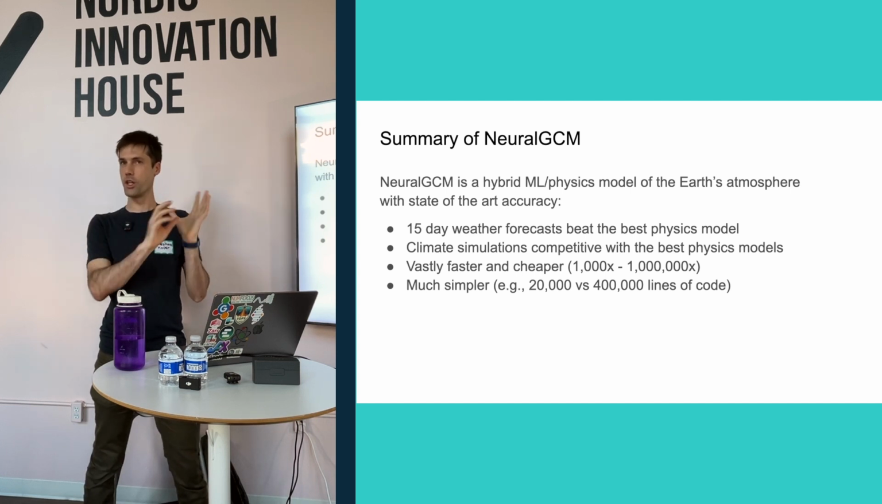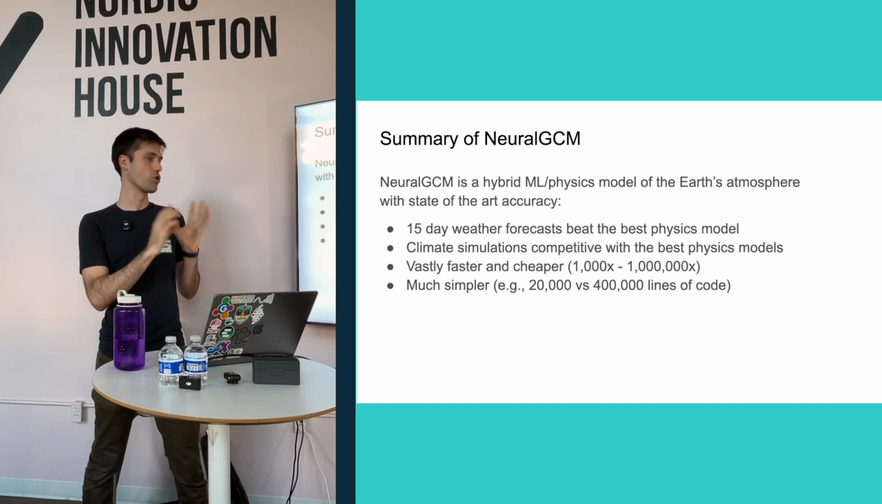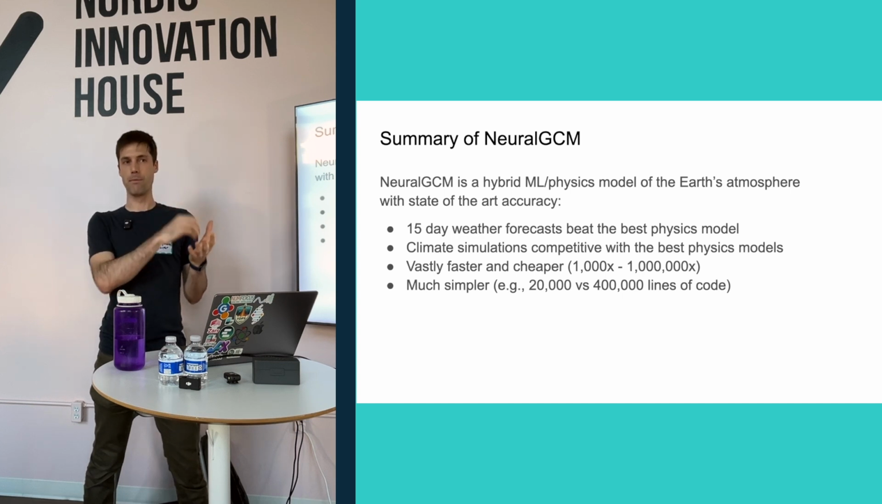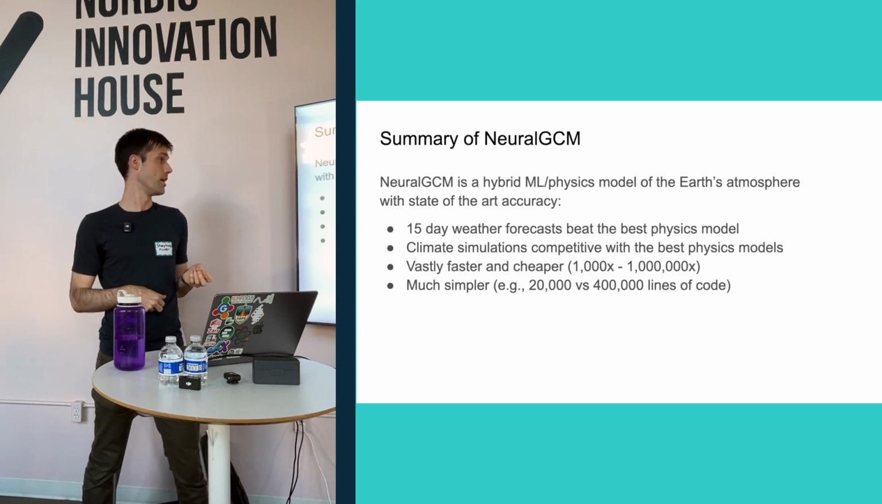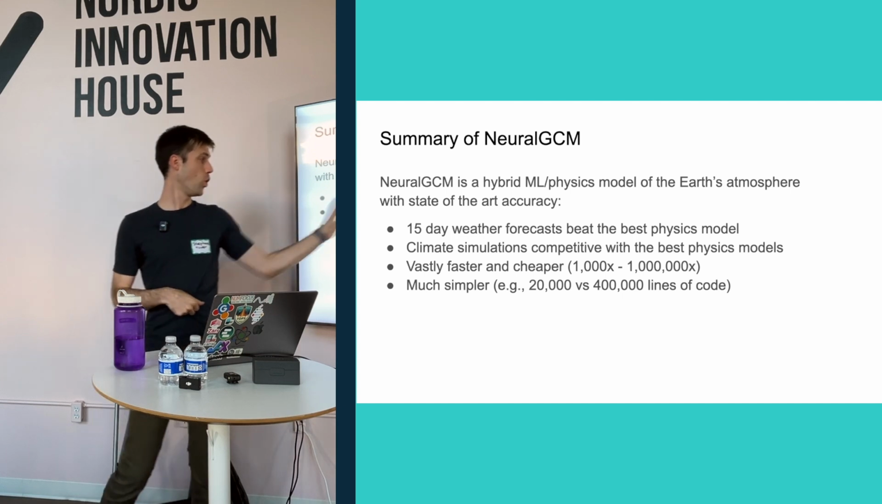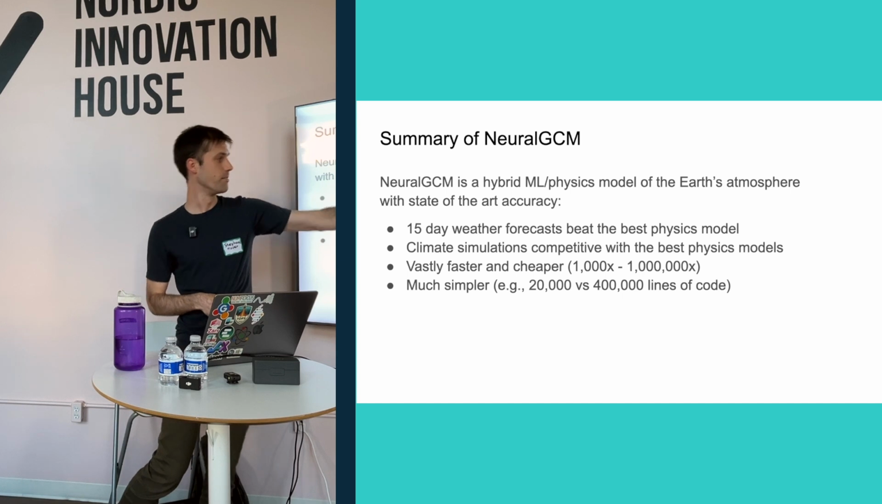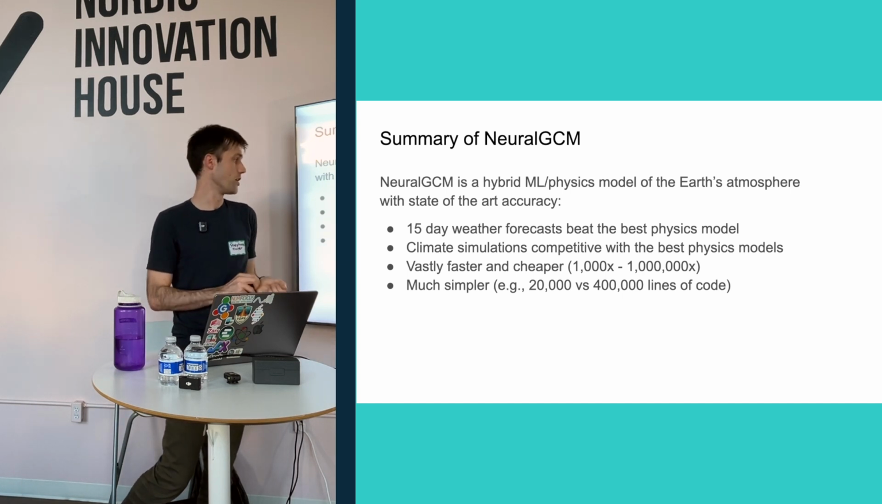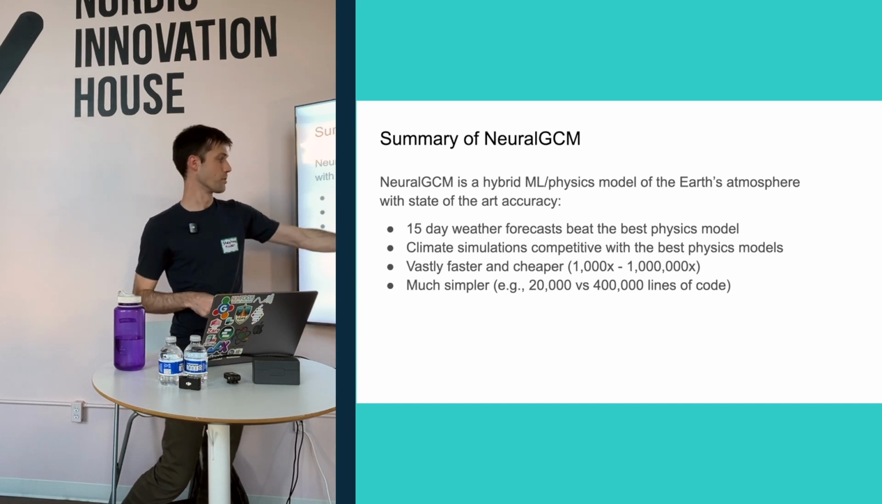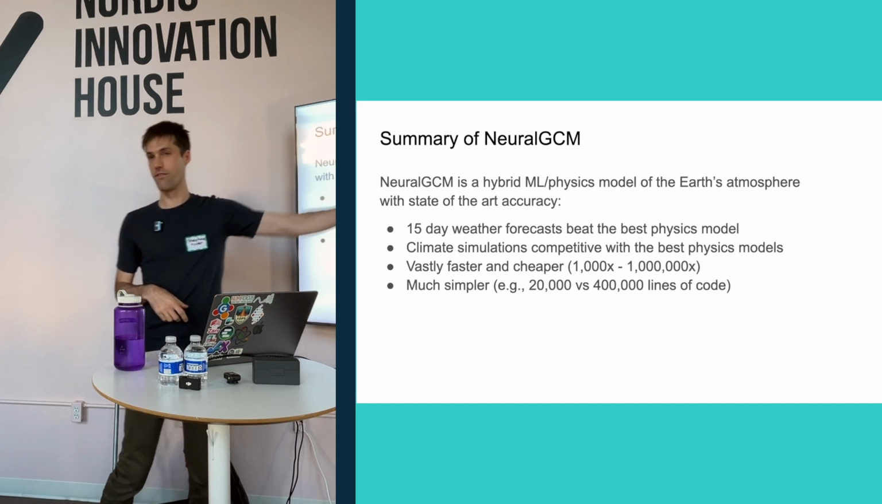They're not fully realistic yet, and they're not capturing all processes yet, but they capture much more realistic weather patterns than the best climate models. And it's a whole lot cheaper and faster, maybe a million-fold cheaper to run. And it's a lot simpler too. It's like 20,000 lines of code versus 400,000 lines of code.